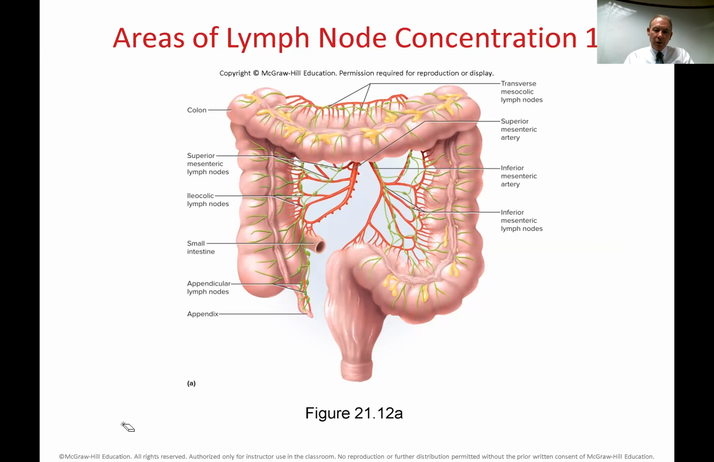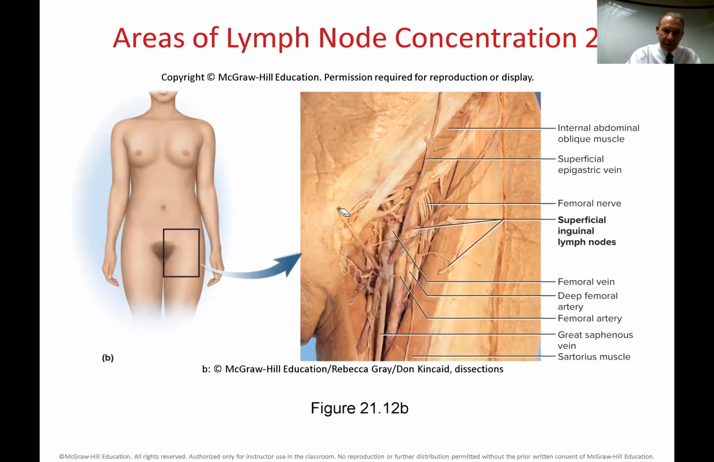I'm not going to break down the names for you, but just to point out, you can see ileocolic lymph nodes, right? That's in the area where the ileum, the last part of the small intestine, which is cut off here, meets the colon. We have inferior mesenteric lymph nodes, et cetera. These are lymph nodes that we find in the abdomen.